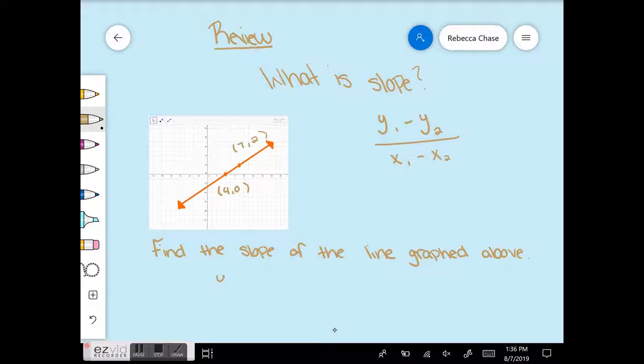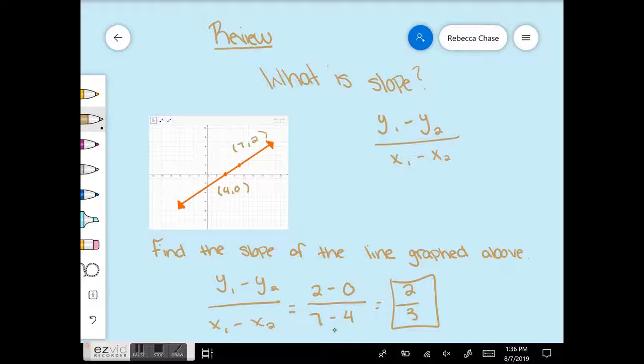So down here I'm going to rewrite my formula, y sub 1 minus y sub 2 over x sub 1 minus x sub 2. It doesn't matter which one you start with, so I'm going to start with the 2, but when I start with the x's, I'm going to have to start with the 7. Okay, so I'm going to have 2 minus, so my other y is 0, over my x, which is 7 minus 4. And then I'm going to simplify, so I'm going to get 2 over 3. So that means that the slope is 2 over 3.